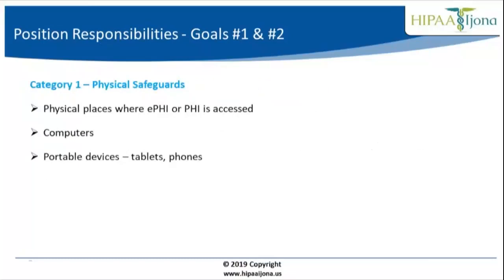The first thing is physical safeguards, and that's the physical places where electronic protected health information or just paper protected health information is accessed. Okay, what kind of computers have you got? What safeguards do you have there? Are you using tablets and phones to search information? How secure are those things? So it's physical safeguards. It comes under that category.